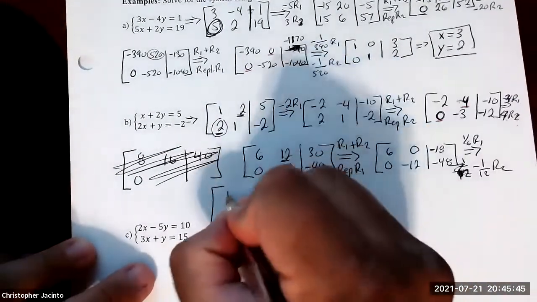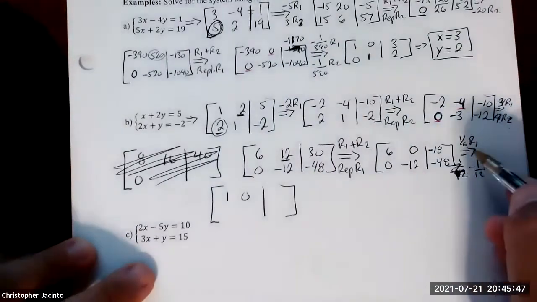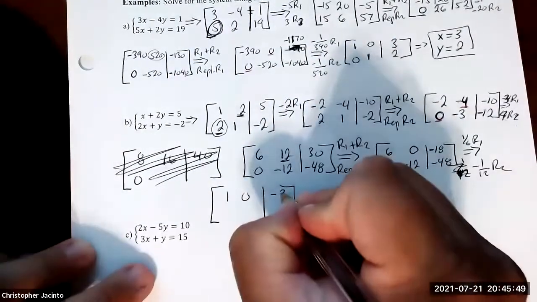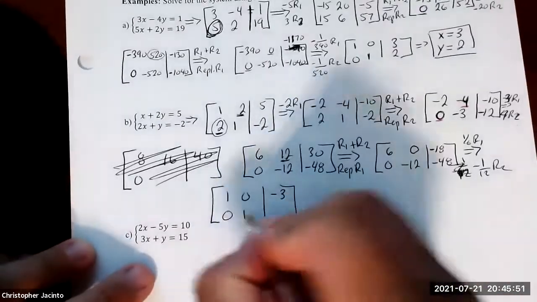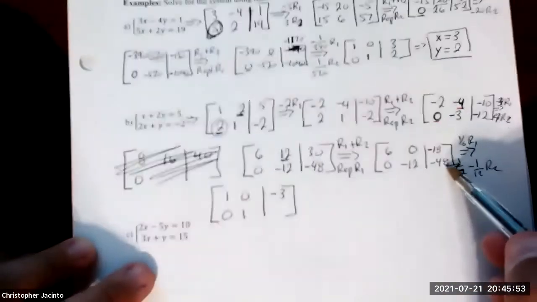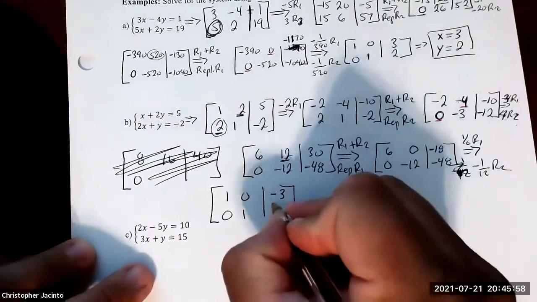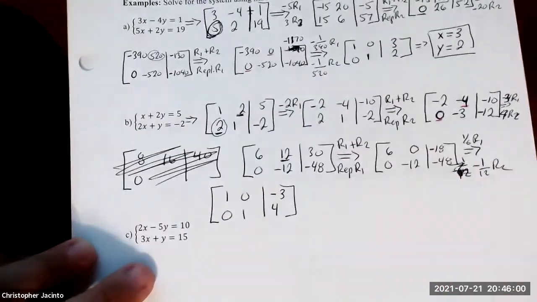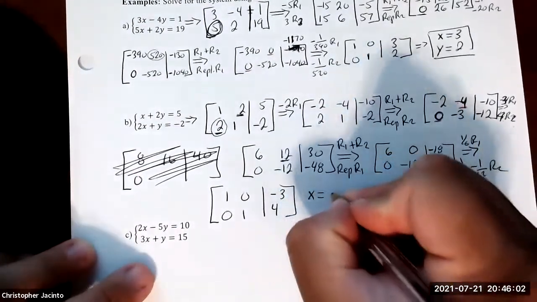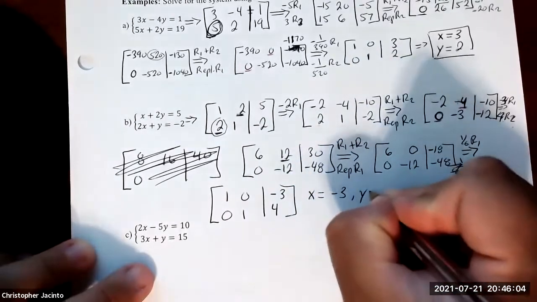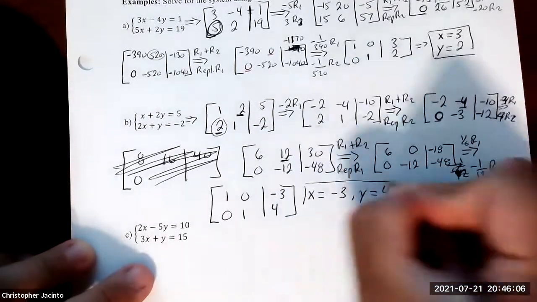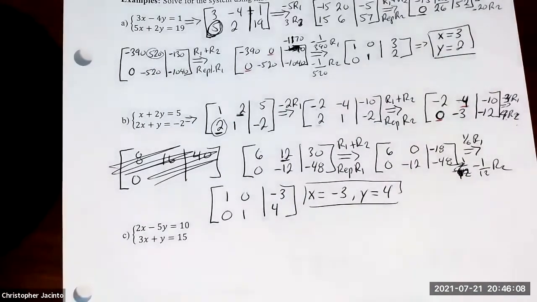So that gives me 1, 0. -18 divided by 6 is -3. This gives me 0, 1. And then -48 divided by -12 gives me +4. So therefore, x must equal -3 and y must equal 4. And there we go.